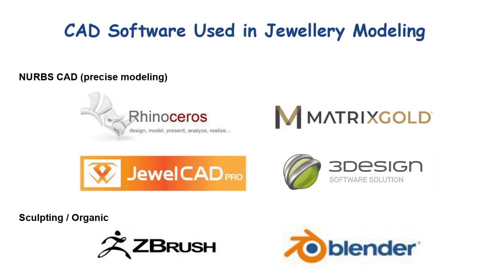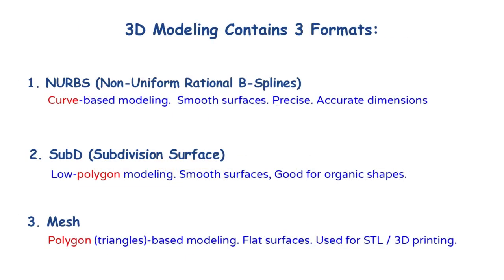In 3D modeling, many beginners feel confused. This is because there are three different formats: Nurbs, SubD, and Mesh. We use Nurbs a lot. It's a curve-based modeling method. So we use curves to create objects, and it's very precise.